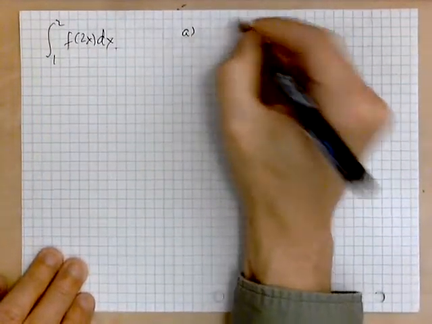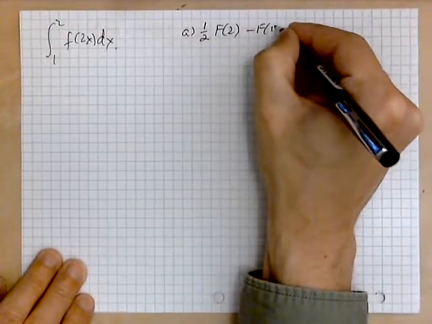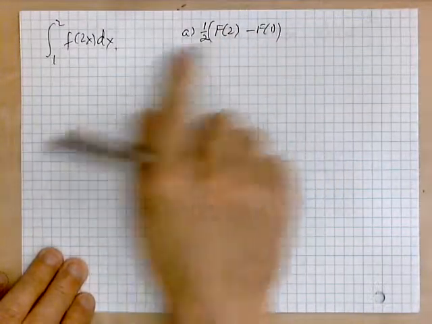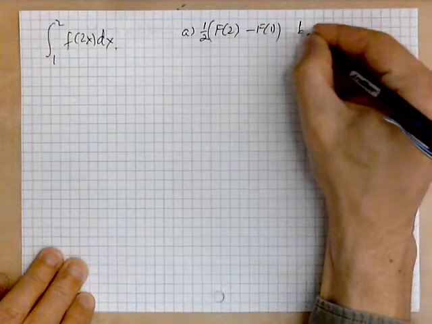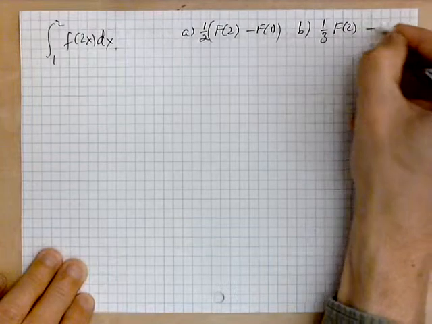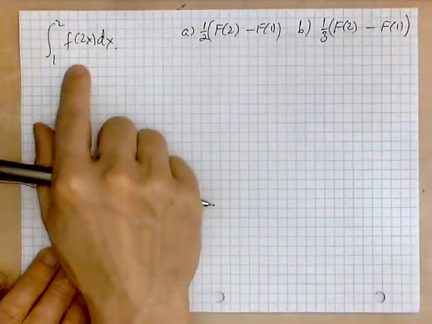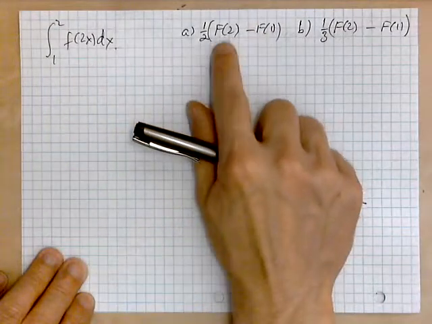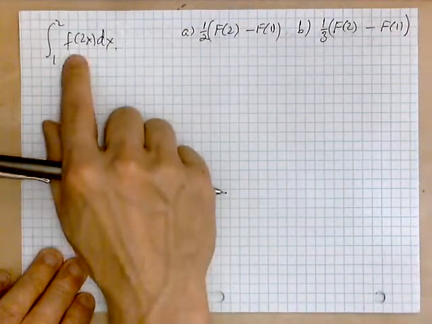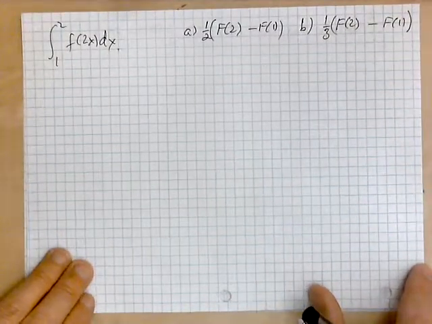Then you may be given some choices. For example, 1/2 of big F of 2 minus big F of 1. And you are told that the big F here is an antiderivative of little f. Or you may be given another choice, such as 1/3 of f of 2 minus f of 1. So one more time, this is the integral. The big F's are the antiderivatives, or some of the antiderivatives, of this function little f. Now the question is, how do you work this exercise?